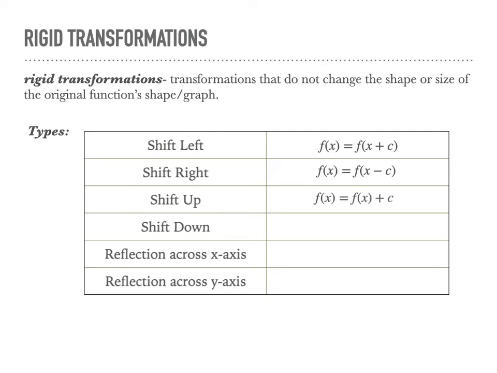But shift up and shift down is intuitive. Shift up would be f of x plus c with the c outside the argument, and shift down would be f of x minus c, also outside the argument. Let's take a look at reflections.